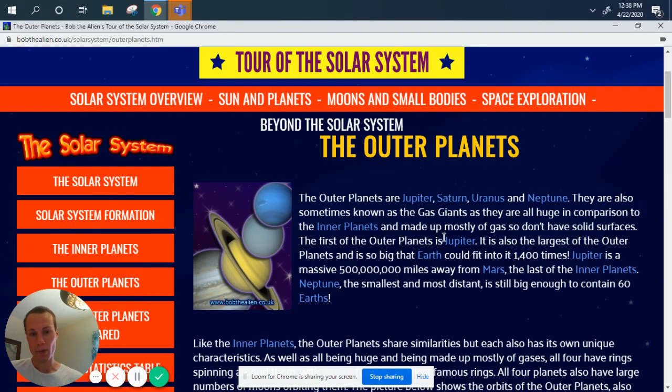The first of the outer planets is Jupiter. It is also the largest of the outer planets, and it is so big that Earth could fit into it more than 1,400 times. So our brains probably can't even picture anything that big. Well, they can't because we've never seen anything like that. Jupiter is 1,400 times the size of the Earth. It is the largest planet in our solar system.